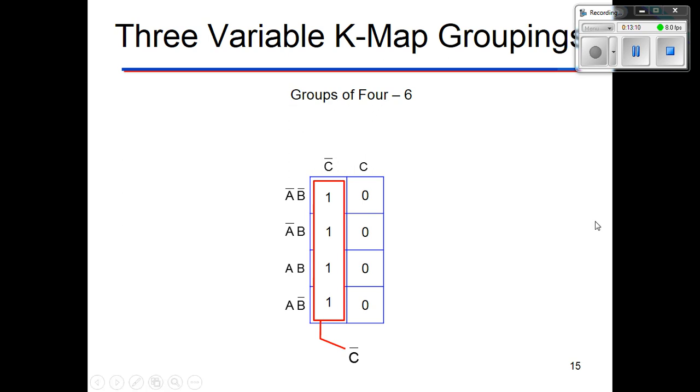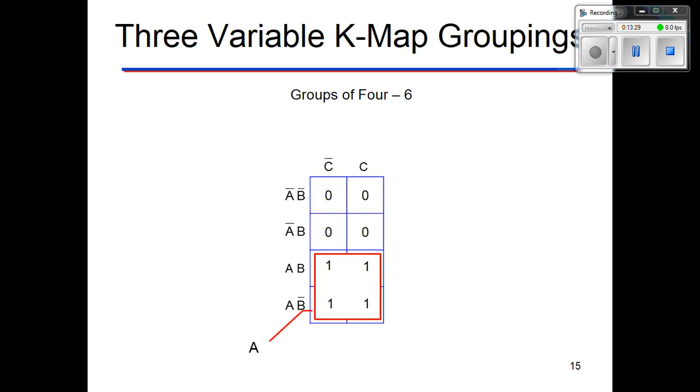So let's take a look over here. What cancels out? Well, not C doesn't cancel out. But over here, we have B and not B, and not A and A. So all of those cancel out. So we just end up with not C as our final answer. Here's another group of 4. In this case, it's not C and C that cancel out, and also B and not B, and we're left with A. What a beautiful solution, since it's just an input.